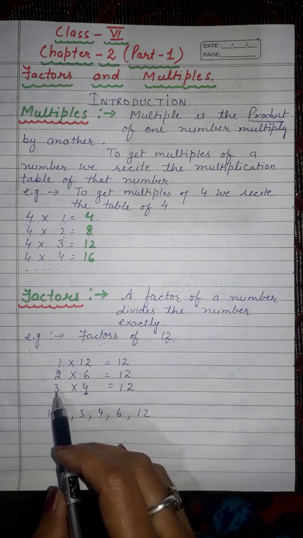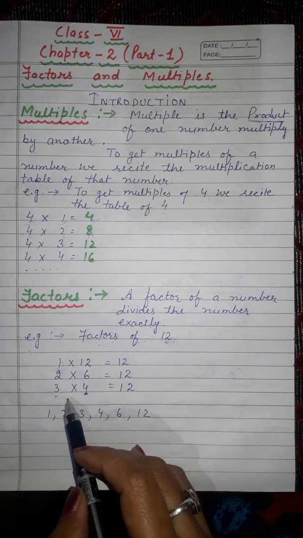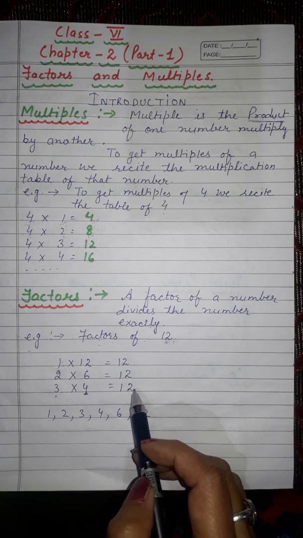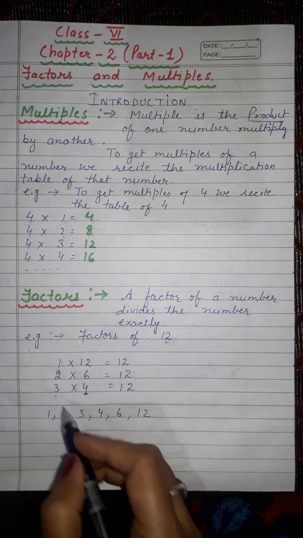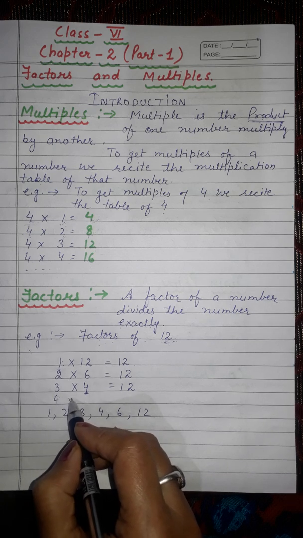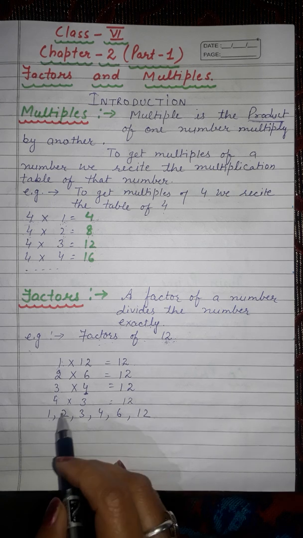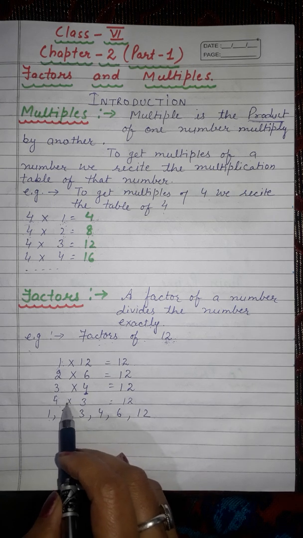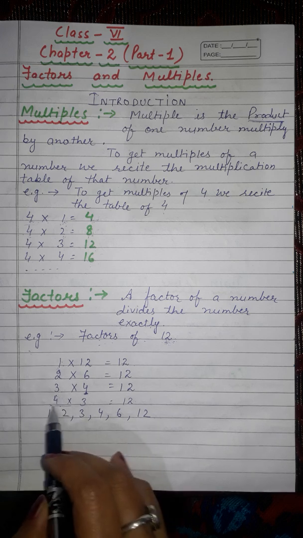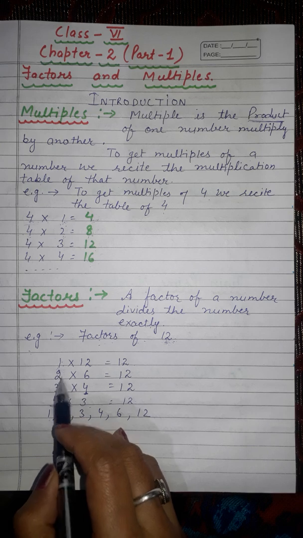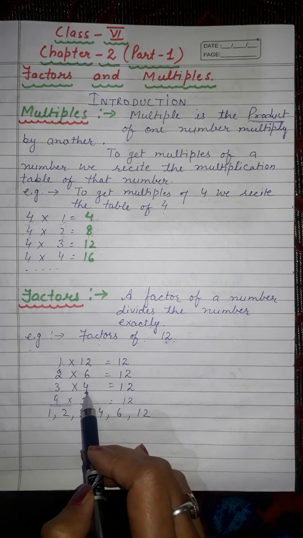Similarly, the next number is 3. Can 3 divide 12? Yes. 4 times 3 makes 12. And next is 4. Can 4 divide 12? Yes. 4 can divide 12. That is, 4 threes are 12. Now we have no need to check the next numbers, because here the numbers 1, 2, 3 and 4 are repeated. 4 is also here.